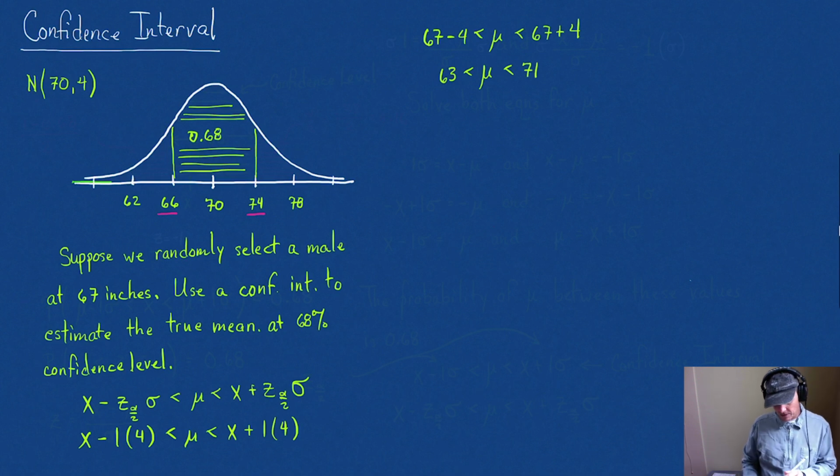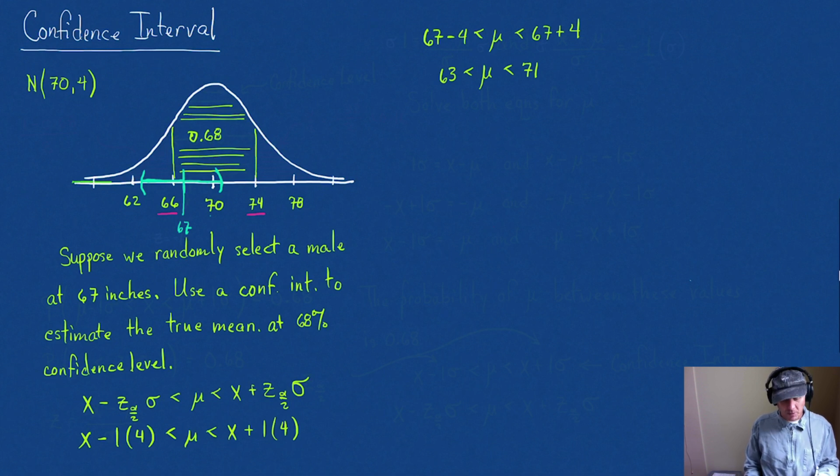So look at what we've just done. We randomly selected a male that was 67 inches tall. So right there. And then using our level of confidence of 0.68 and the known standard deviation of 4, we said that the mean is somewhere between 63, so that would be down here, and up to 71. So it would be right there. And that was it. That is our confidence interval. And as you can see, the mean of 70 is in that interval.